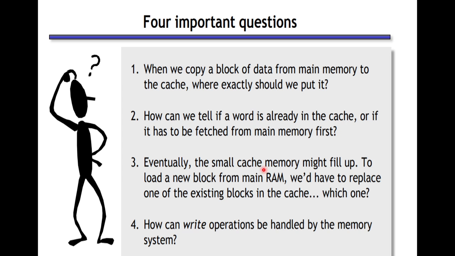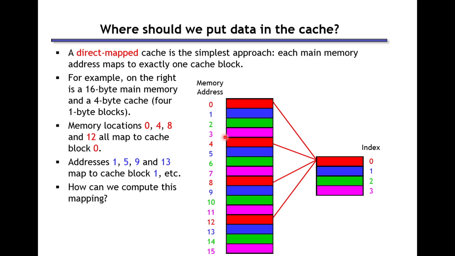Eventually the small cache memory might fill up. To load a new block from main RAM, we have to replace one of the existing blocks in the cache, and which one we have to replace is one more question. Fourth is, how can write operations be handled by memory systems? We will answer all these questions one by one.